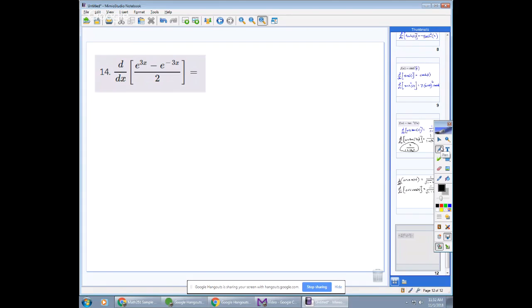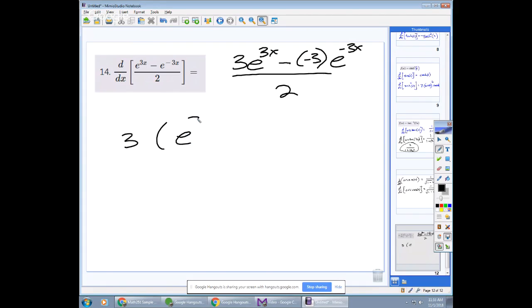So here, the divide by 2 is just a constant. It's like multiplying by 1/2, so that's just hanging out. I just have to take the derivative of the numerator, which, since it's a difference, I do one at a time. The derivative of e to the 3x is 3e to the 3x, and then minus, that would be a -3 times e to the -3x. Cleaning that up, I can pull out the 3, and otherwise I get e to the 3x plus e to the -3x, all over 2. And that's the answer.